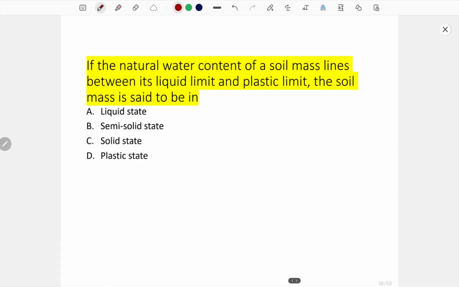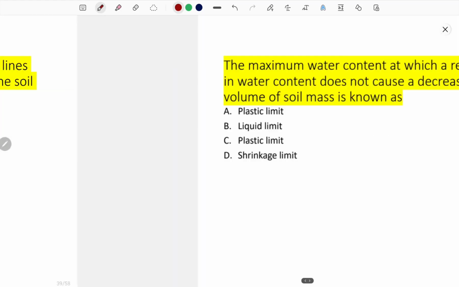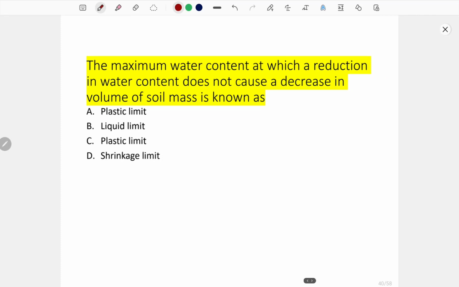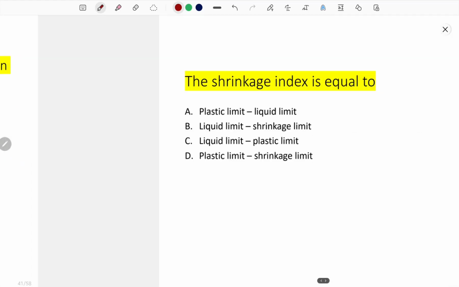If the natural water content of the soil mass lies between the liquid limit and the plastic limit, the soil mass is said to be in the plastic state. The maximum water content at which reduction in the water content does not cause any decrease in the volume of the soil mass is known as the shrinkage limit of any soil. So D will be our right answer.